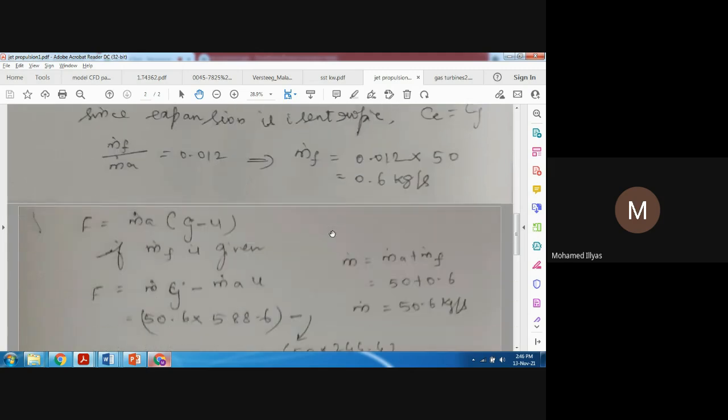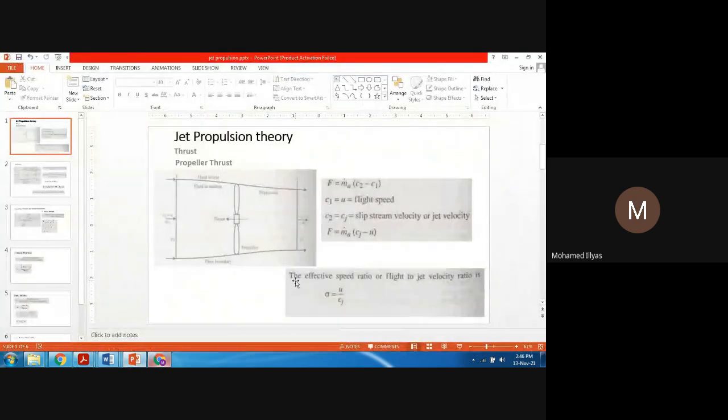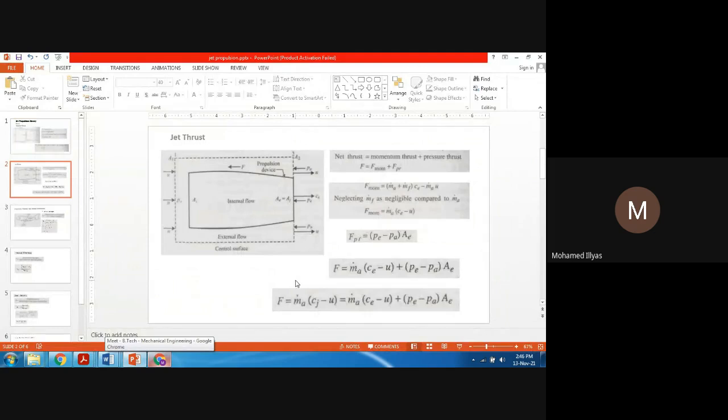Okay. So here we are going to consider it because when you know the mass flow rate of the fuel, we can consider. And we know that our thrust relation F equal to m dot A into Cj minus U. If the mass flow rate of the fuel is significant or if it is given, we can use this relation: it is m dot A plus m dot F into Cj minus m dot A into U. You can see this relation here, this relation we can use.